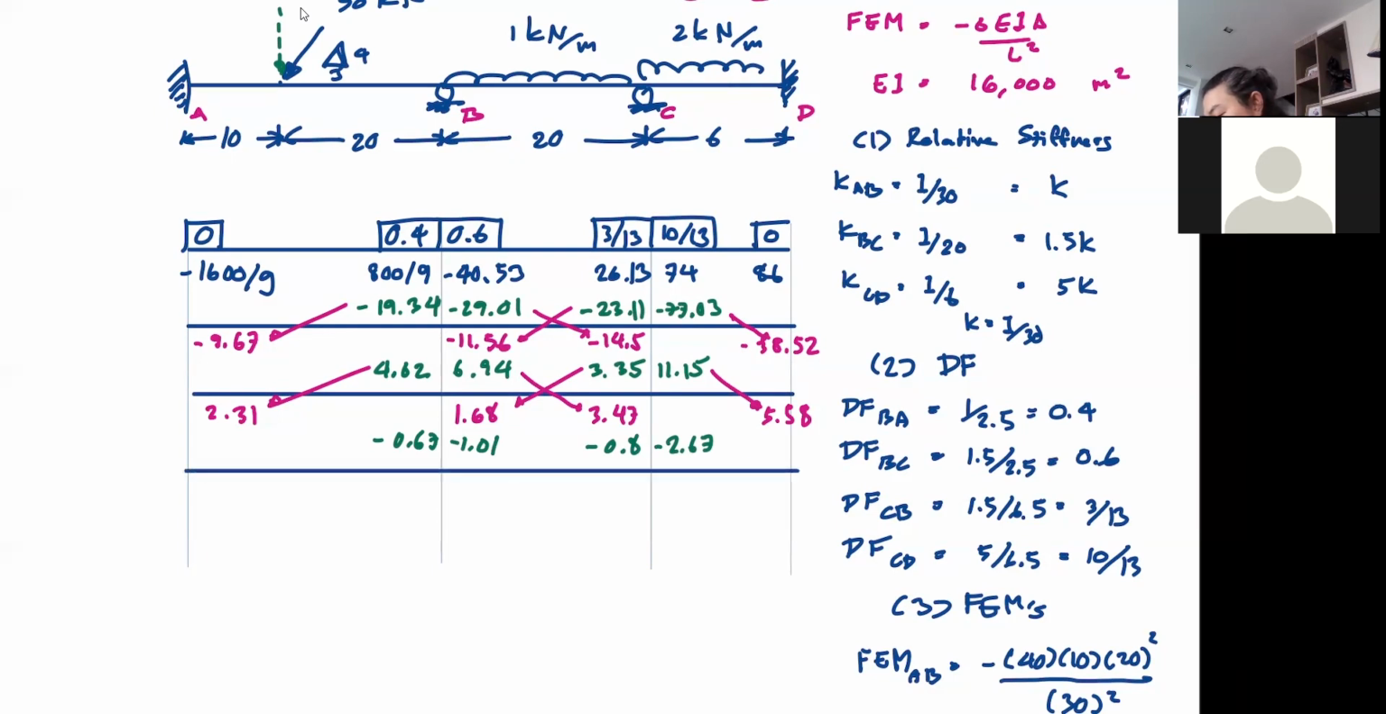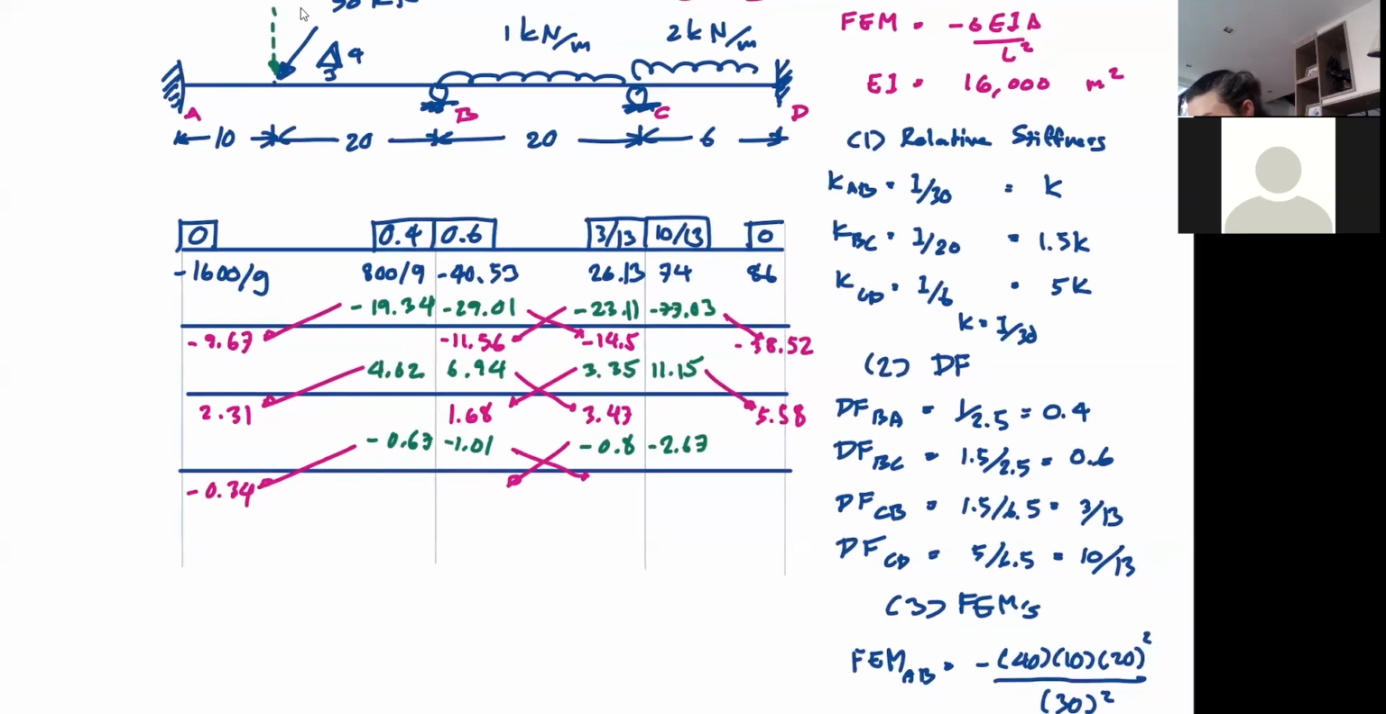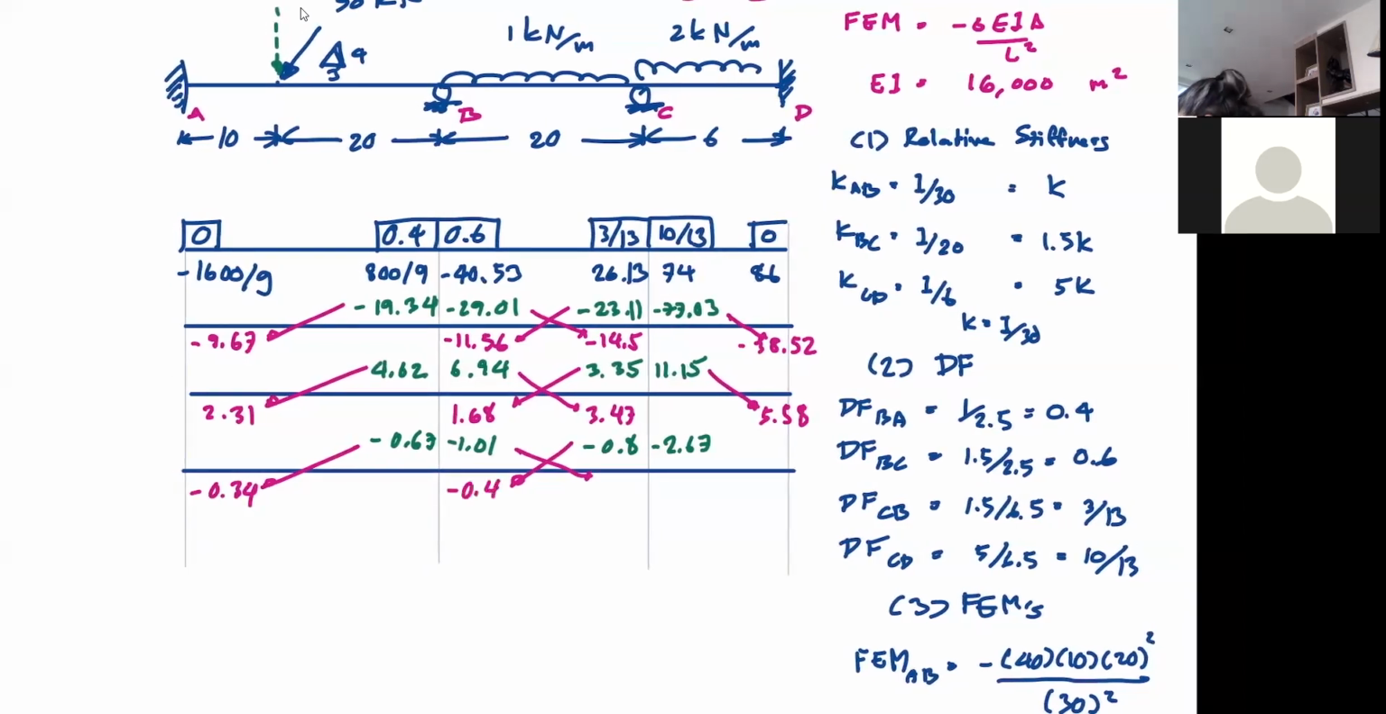And always remember, you can check your calculation in case something goes wrong. Distribute it there and here and here. So we get the minus 0.34, minus 0.4, minus 0.5. This is minus 1.34. Okay, this number is pretty low already. But remember, every time you carry the moment over, you must balance it. Otherwise, you will not get the answer, correct?